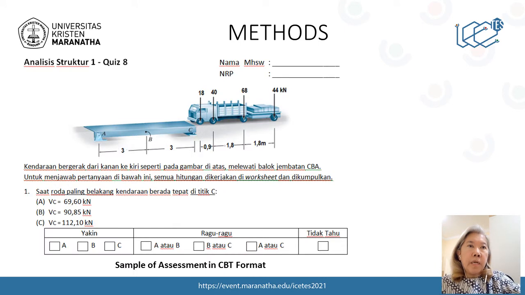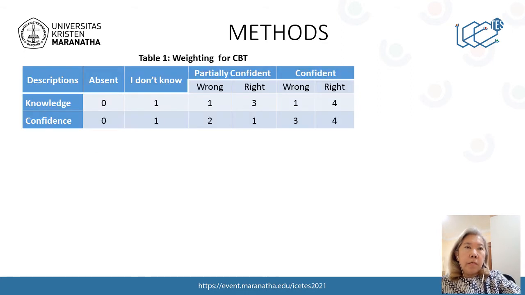A sample of assessment in CBT format is like this. First, students have to calculate their answers on a separate sheet. Based on that result, students then choose the answer in CBT format, whether they are confident with A or B or C answers, or they are partially confident the answer may be A or B, or they choose to answer I don't know.